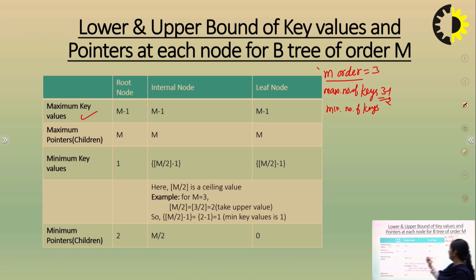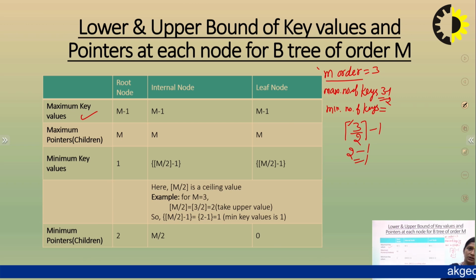And what is the minimum number of keys if order is given? Minimum number of keys is equal to the ceiling of M by 2, minus 1. M is equal to 3, that's why I got 3 here. When we are talking about the ceiling value, 3 by 2 is equal to 1 point something, so because of the ceiling value we can write it as 2. Then 2 minus 1 is equal to 1. It means the minimum number of keys will be 1 and the maximum number of keys you can have is 2 for that problem. And this I have explained in this table. Same thing, you can see here.